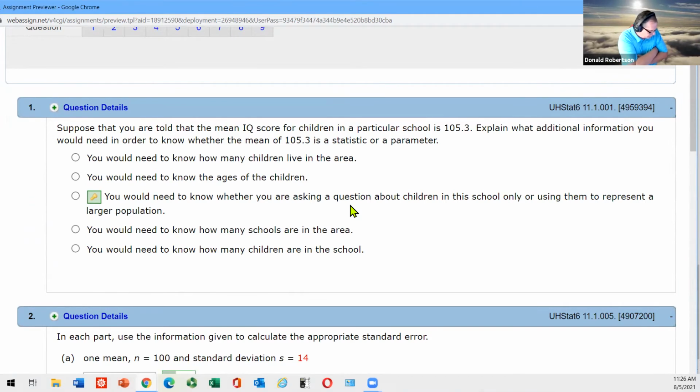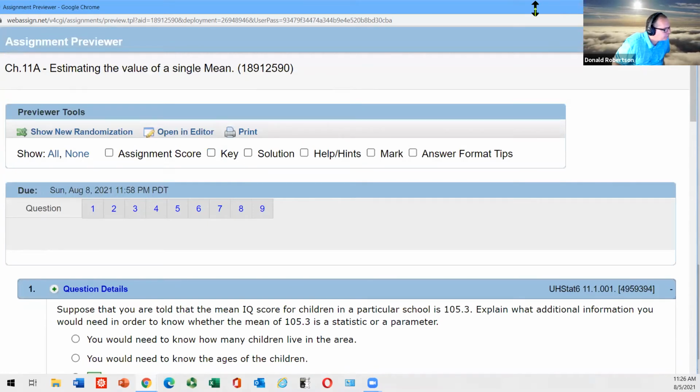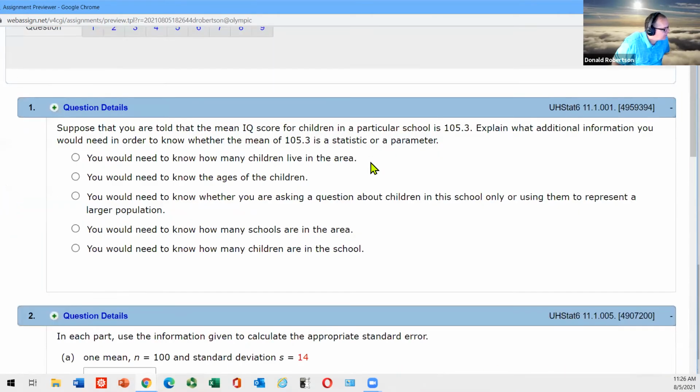Suppose you're told that the mean IQ for children is 105.3. Explain what additional information that you would need in order to know if this is a statistic or if it's a parameter. I know that the average, right, is 105.3. Is it a statistic or a parameter? What would I need to also know? Well, if I know everybody in the school's average IQ is 105.3 and my population is just children at this school, haven't I already found the answer? It's a parameter, right? It's a population value.